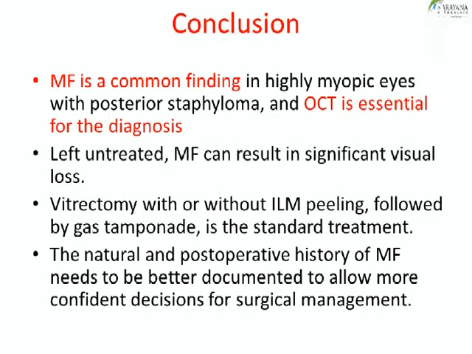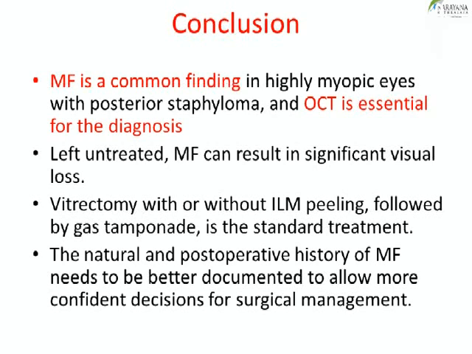So basically myopic foveoschisis is a common finding in highly myopic eyes with posterior staphyloma, and OCT is very important to diagnose this entity. Left untreated, it can result in significant visual loss. Vitrectomy with or without ILM peeling followed by gas tamponade is the standard treatment. You can just do ILM peeling also, that will also work, but if you put gas then the tamponade is there and the resolution of the schisis could be faster. Most of the time you don't have to put oil, but if you happen to cause some break, in that case you may have to use silicone oil injection.